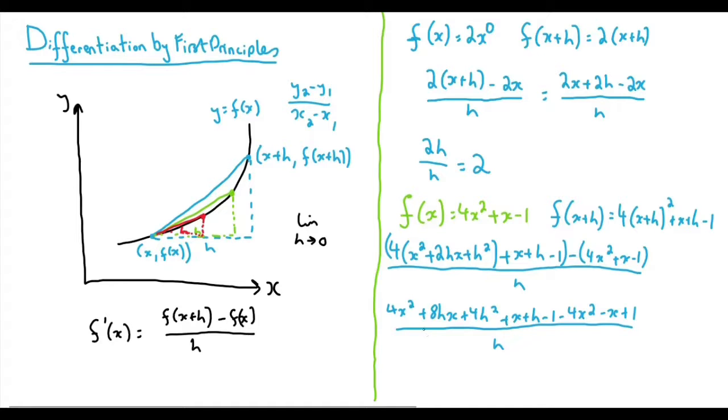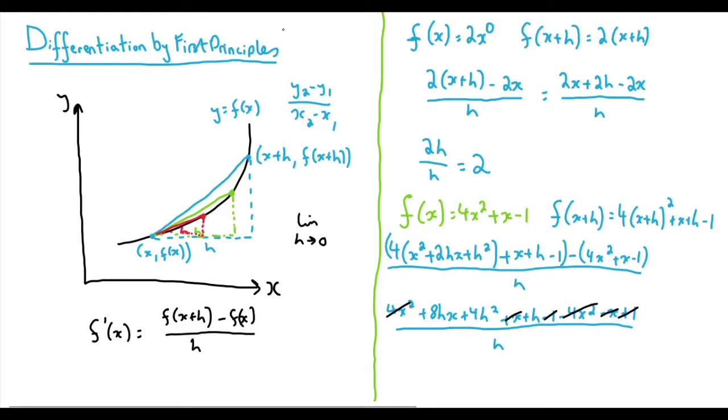Considering your like terms, you have your 4x squared minus your 4x squared, so they're going to cancel. And you're going to have a plus x and a minus x, so they're going to disappear. And then here, you're going to have a minus 1 plus 1, so they're also going to disappear. So as you would usually expect, the entirety of your original f(x) cancels away.